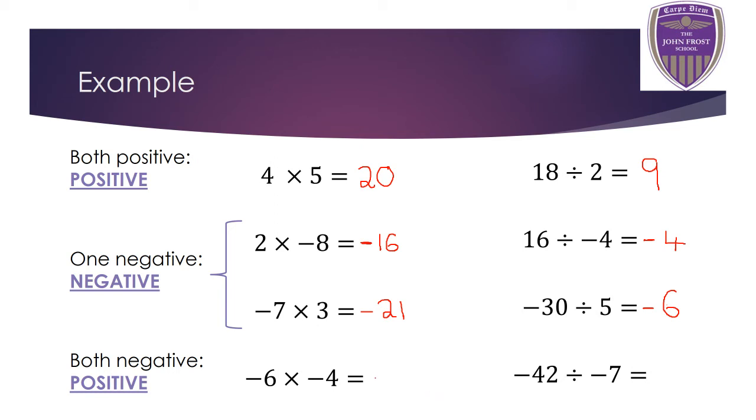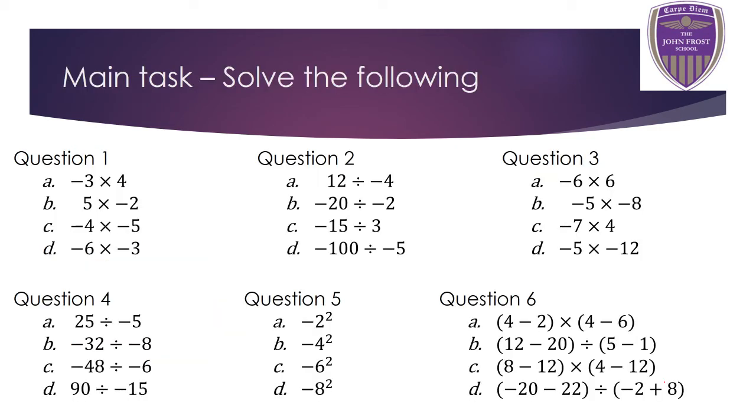So 6 times 4, that is simply positive. Sorry, minus 6 times minus 4 is positive 24. Easy stuff. And then minus 42 divided by minus 7, the answer will be positive 6 because they're both negative terms, okay? So let's have a look at the main task now. So pause the video and see if you can have a go at answering these questions, okay? Best of luck.